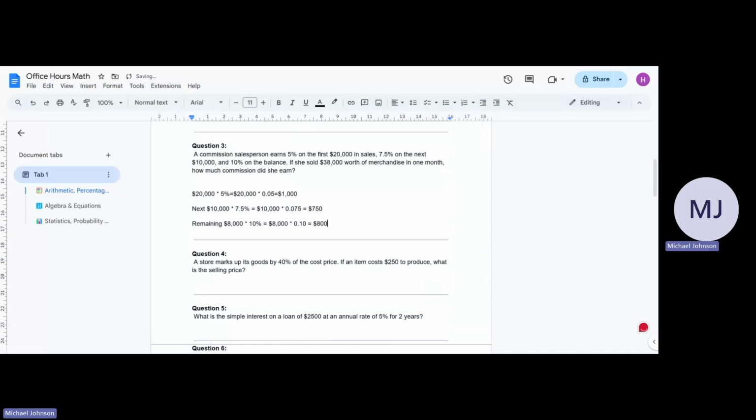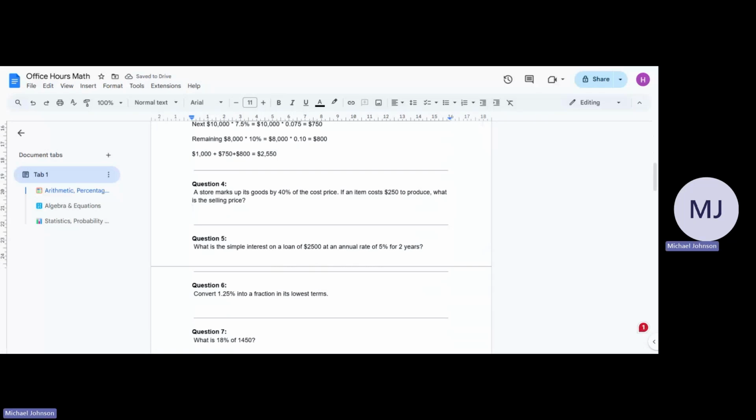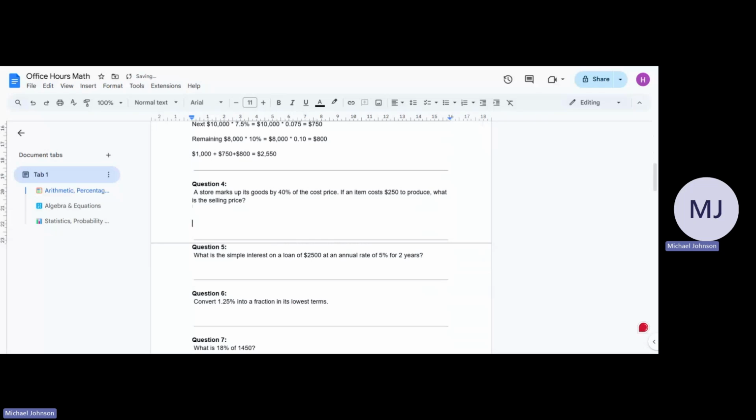We get 800. So you add that all up, so it'd be 1,000 plus 750 plus 800. And in this case, you would get in total 2,550. So that's how you would get that there. And the store marks up its goods by 40% of the cost price. If an item costs $250 to produce, what is the selling price?